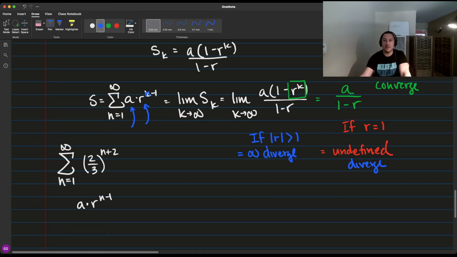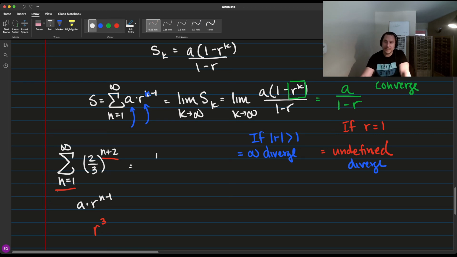So obviously what's your a? Your a would just be 1, right? But it's r to the n minus 1. This is written as r to the n plus 2. So this is why you need a reindex, right? Remember how I talked about that earlier? So if you plug in n equals 1 into n plus 2, what is the first term going to look like? You're going to get r to the 3rd, right?